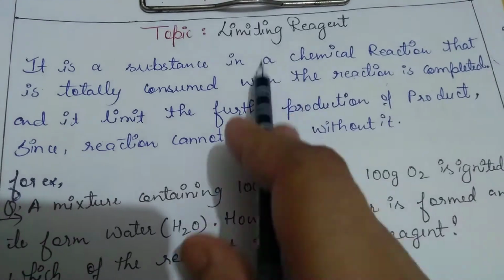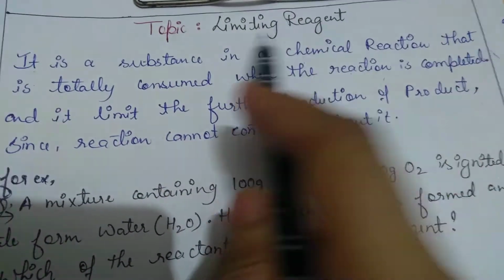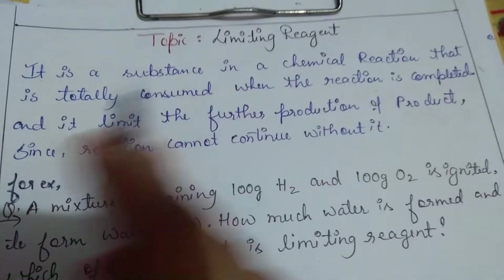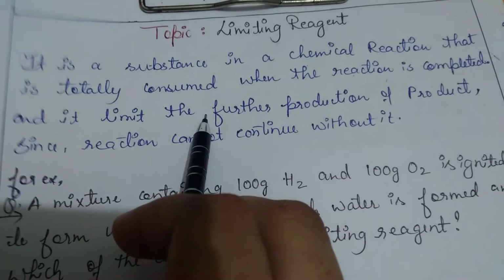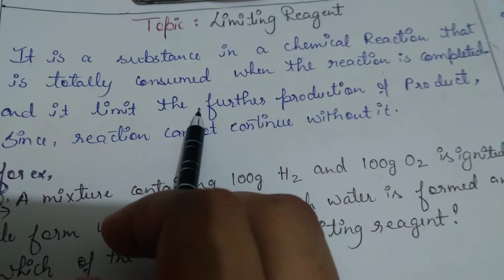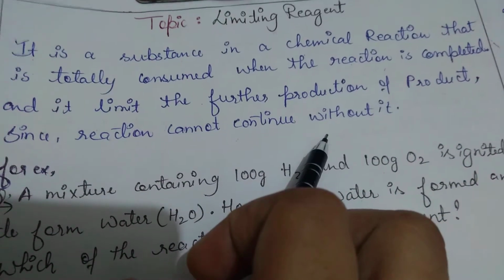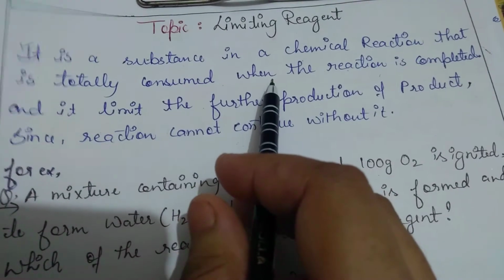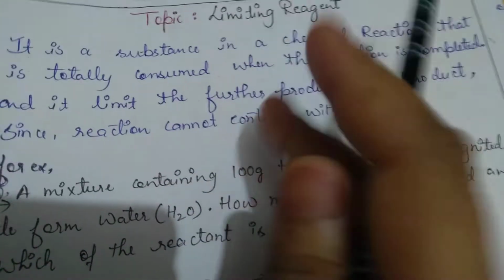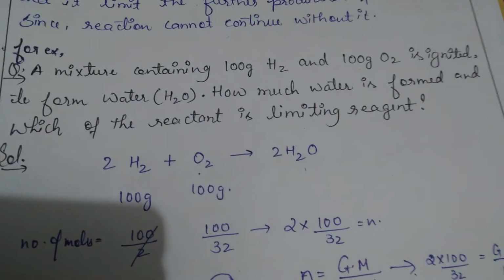It means when the reaction is completed, the substance which is consumed first is called the limiting reagent, okay? And it limits the further production of product. It means this is the substance which will stop the reaction because it is finished. Since the reaction cannot continue without it, that is why this substance which is consumed first during a chemical reaction is called the limiting reagent.